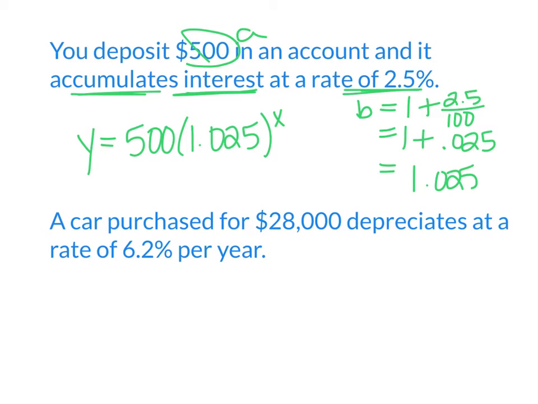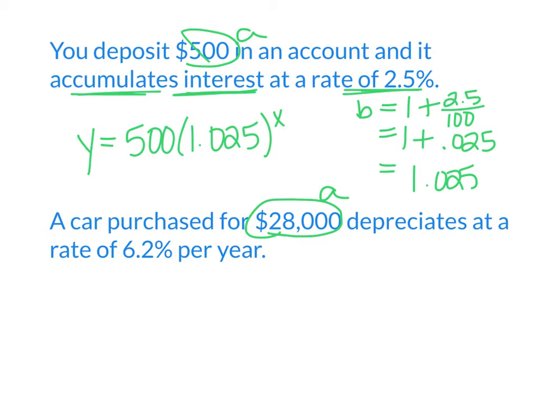Okay, so let's look at an example still dealing with money. So depreciation of a car, that's another very common application. But this time, since it's depreciation, this is going to be exponential decay. So we still are given that initial value. So that $28,000 that you bought the car for is your a.